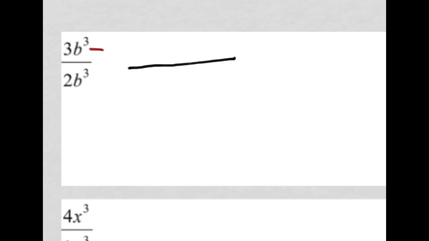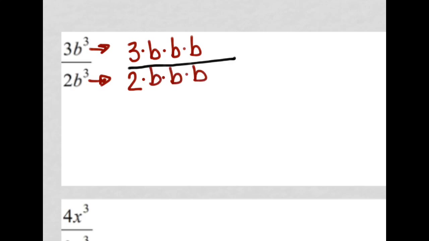I'm going to take the top and expand it out. 3 times b to the third. So I'm going to have 3 times b times b times b. Then I'm going to expand out the bottom. 2 times b times b times b. Then I'm going to look for pairs.